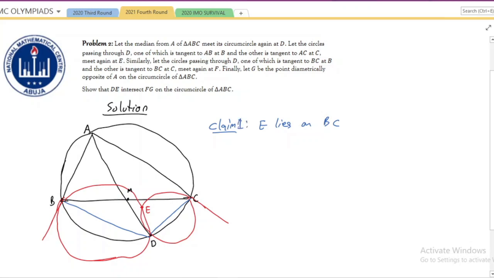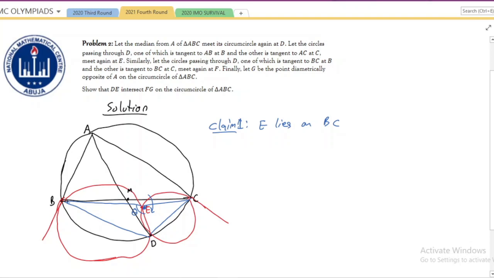Okay, so to show that, we're going to look at the sum of angles on a straight line. That's just what we're going to use. So let's start with this angle theta, and the aim is to show that the remaining angle here would be 180 minus theta. Then that will be a straight line. Okay, so we're looking at angle BED.